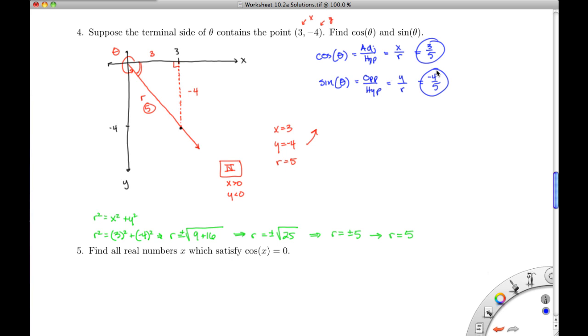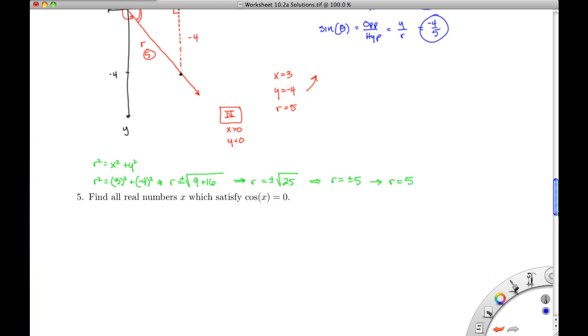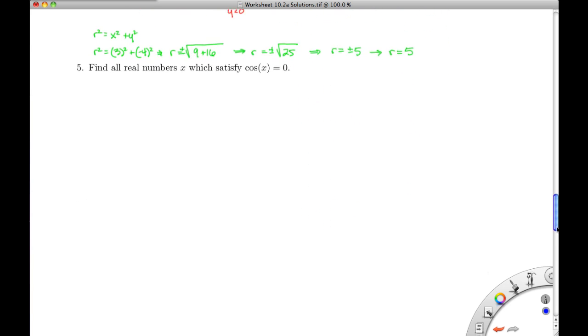So that's one way that we could have approached this problem. Okay, and the last problem, number 5, is we want to find all real numbers x which satisfy cosine of x is equal to 0. Now, a little bit of a hint here. When it says real numbers x, we're talking about radians, because radians are just real numbers as opposed to degrees, which have that unit attached to it. So when you see that, we're talking radians.